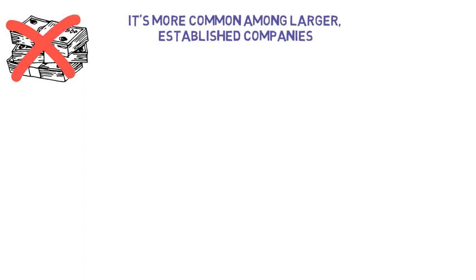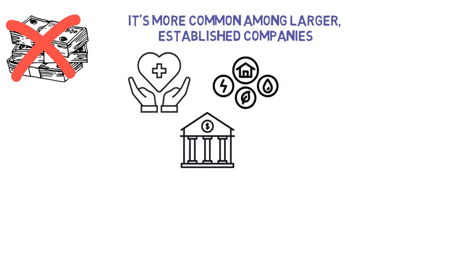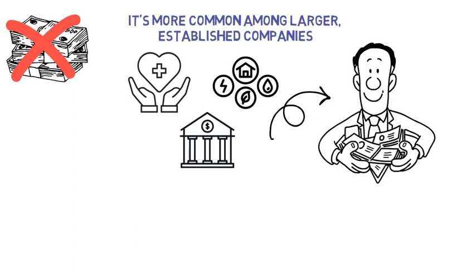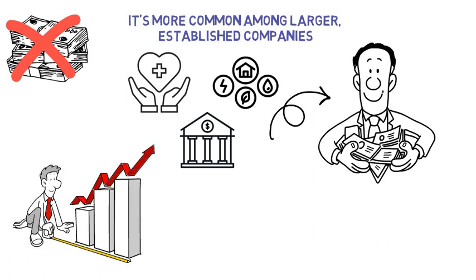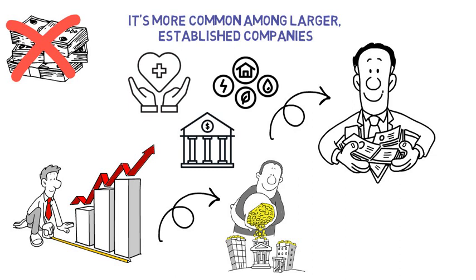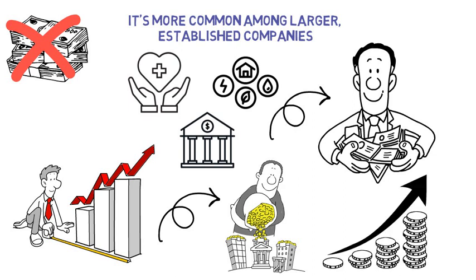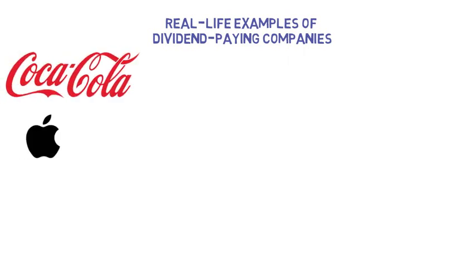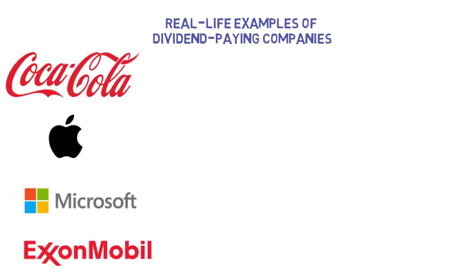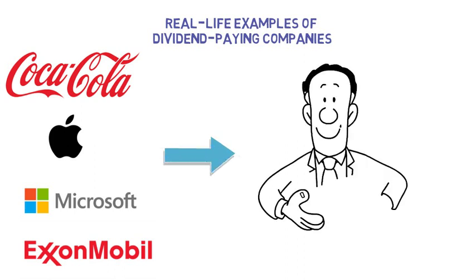But not all companies pay dividends. It's more common among larger established companies in sectors like healthcare, utilities, and banking. These companies tend to have stable earnings and cash flow. On the other hand, startups and high-growth companies often reinvest their profits back into the business to fuel growth and expansion. Some examples of dividend-paying companies are Coca-Cola, Apple, Microsoft, and ExxonMobil. These companies have a long history of paying dividends to their shareholders.